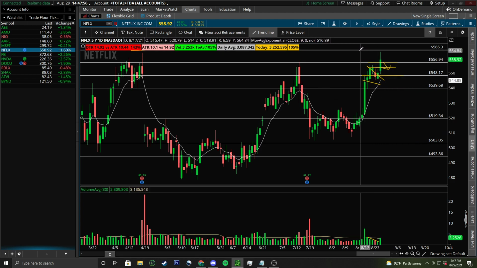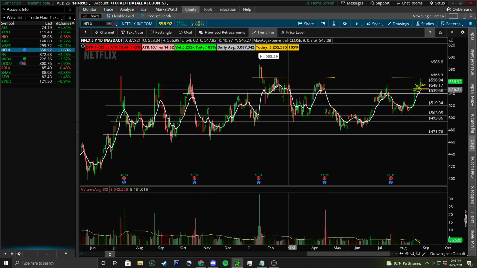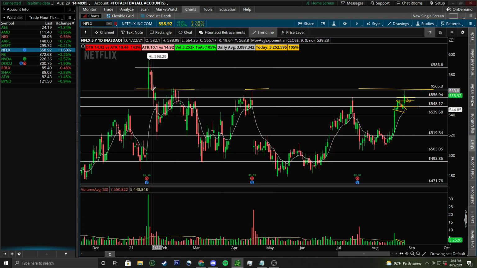Okay, now what's a really good break above if price does hold? Not only just this high, but this 565. Because that is the level in which we fell from and rejected multiple times. So that looks like a really good level, which can lead us to a very big jump in Netflix.